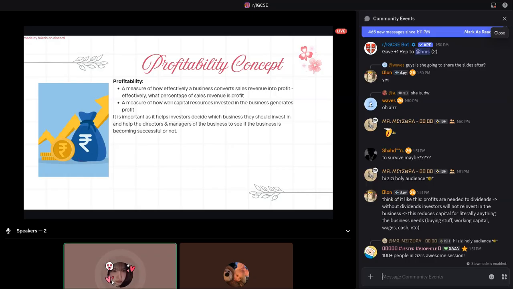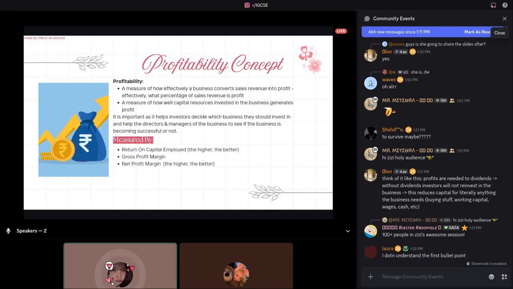So profitability is a measure of how effectively a business converts sales revenue into profit, and what percentage of sales revenue is profit. Furthermore, it is a measure of how well capital resources invested in the business generate profit. And it is important as it helps investors decide which business they should invest in, and helps the directors and managers of the business to see if the business is becoming successful or not.